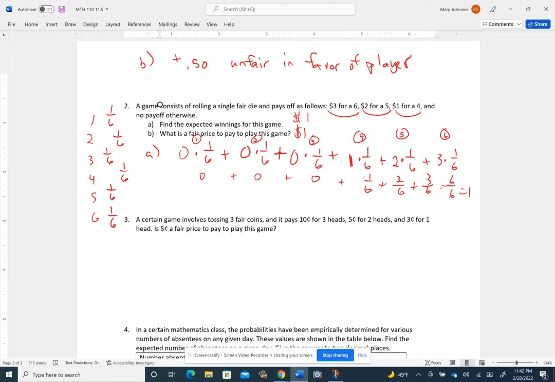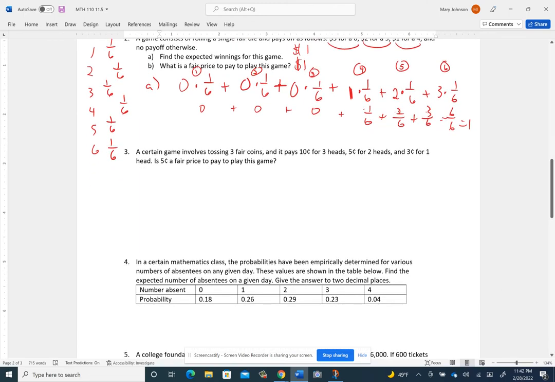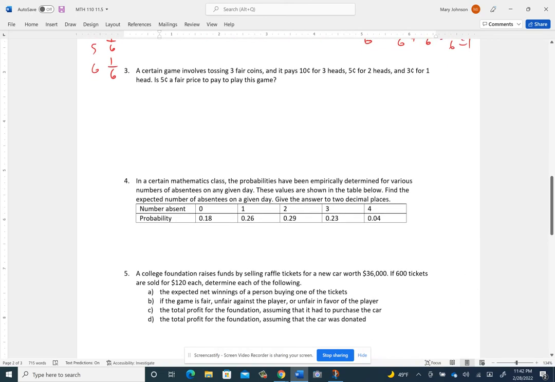All right, let's do question number 3. It says a certain game involves tossing 3 fair coins. It pays 10 cents for 3 heads, 5 cents for 2 heads, and for 1 head, you'll get 3 cents. All right, so let me go ahead and do a tree diagram real quick. So we would get either heads or tails.